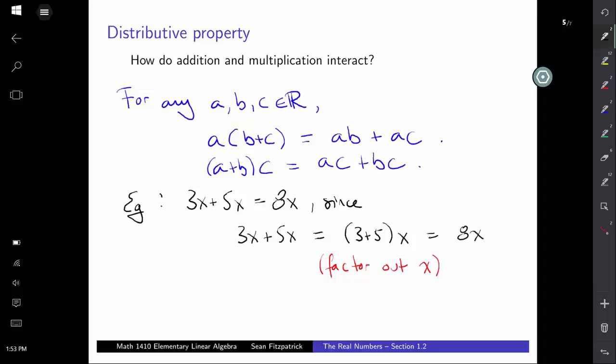It's there, and just like with all these other properties, they drive the algebra, right? So none of the usual algebraic manipulations that you use every day that you're used to would work without these properties.